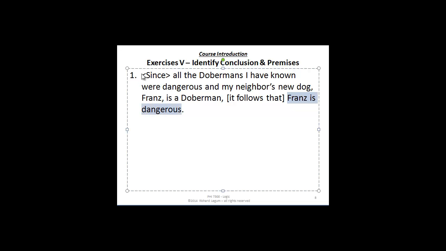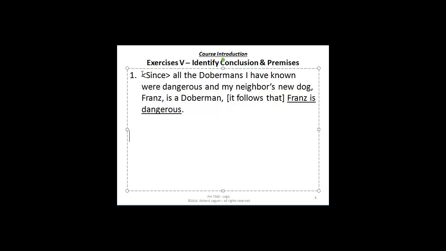Now let's think of it. Franz is dangerous, and we're supposed to underline the conclusion, so let me underline that. So, since all Dobermans I have known were dangerous and my neighbor's new dog Franz is a Doberman, it follows that Franz is dangerous. That does sound like the conclusion. So if we were getting ready to put this in standard form, we'd take Franz is dangerous, copy that, and say that that's going to be our conclusion.